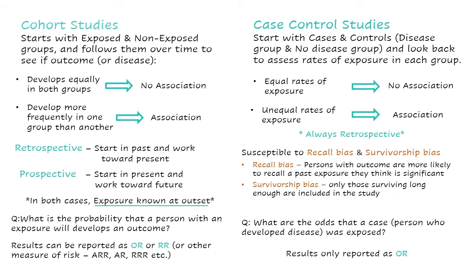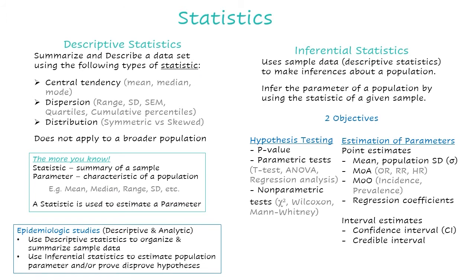So we've established that cohort studies and case control studies are used to find association. But how can we determine if an association we measured in our study is not just a result of chance or random sampling? Well, to do that, we will need to use statistics. There are two main categories of applied statistics: descriptive and inferential. Descriptive statistics are used to summarize data collected from a sample using measures of central tendency, dispersion, and distribution, all of which are a type of statistic, while inferential statistics uses sample data distilled and summarized with descriptive statistics to make inferences about a population or a population parameter.